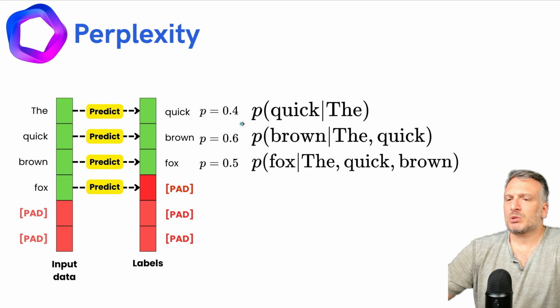Okay. So now let's try to understand what the probability means. When we have the probability associated to the word quick to be 0.4, what we have is an estimate of the model to predict, conditioned on the word the, what is the probability of the word quick. Similarly, when we have the probability for the word brown to be 0.6, what we have is an estimate of the model to predict the word brown, conditioned on the words the and quick. And similarly, when the probability is 0.5 for the word fox, what we have is an estimate of the model for the probability of the word fox conditioned on the words the, quick, and brown.